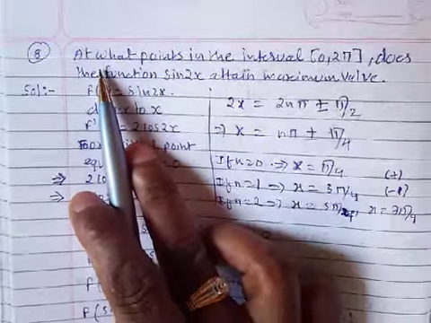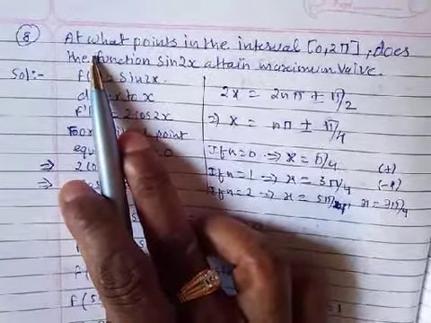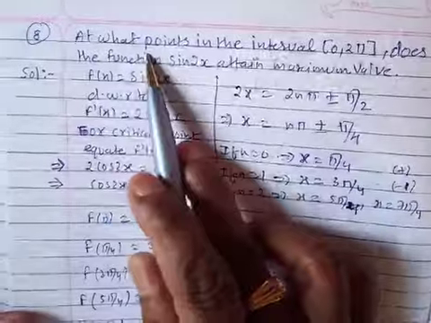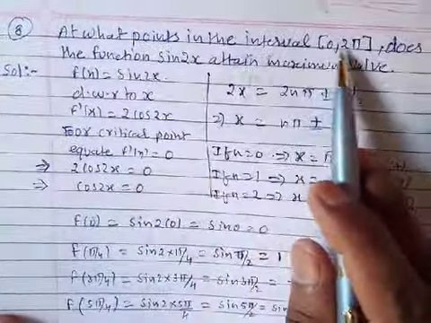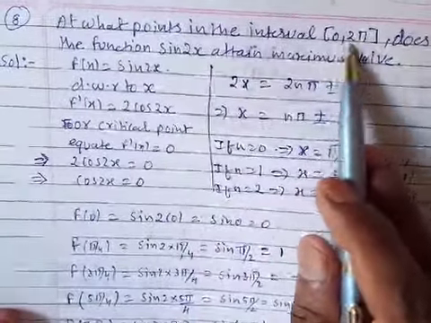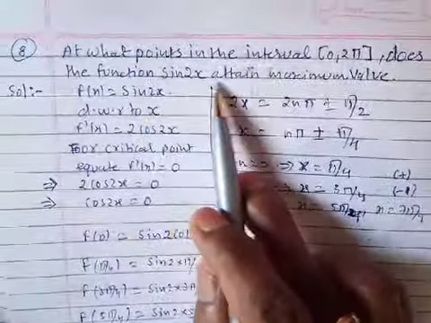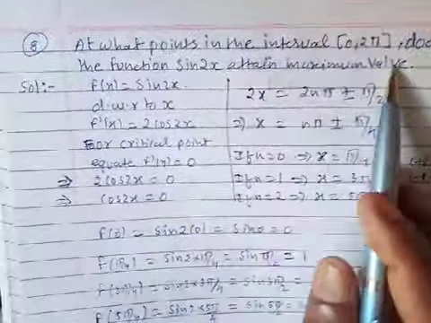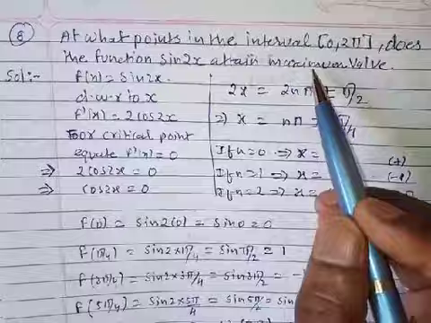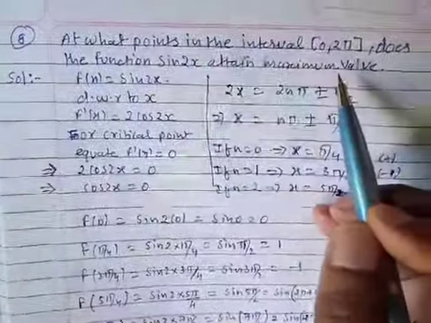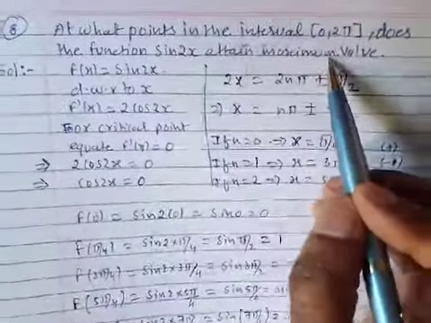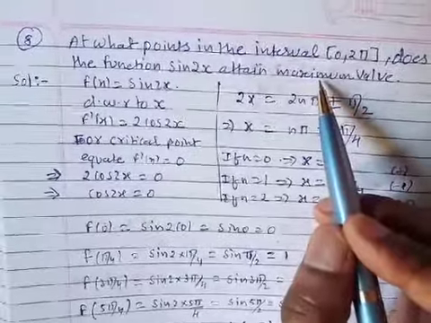Let's start with exercise 6.5, question number 8. At what point in the interval 0 to 2 pi, closed interval, does the function sin 2x attain the maximum value? Attaining the maximum value means we have to find f dash of x. After finding f dash of x, we have to find the critical point.